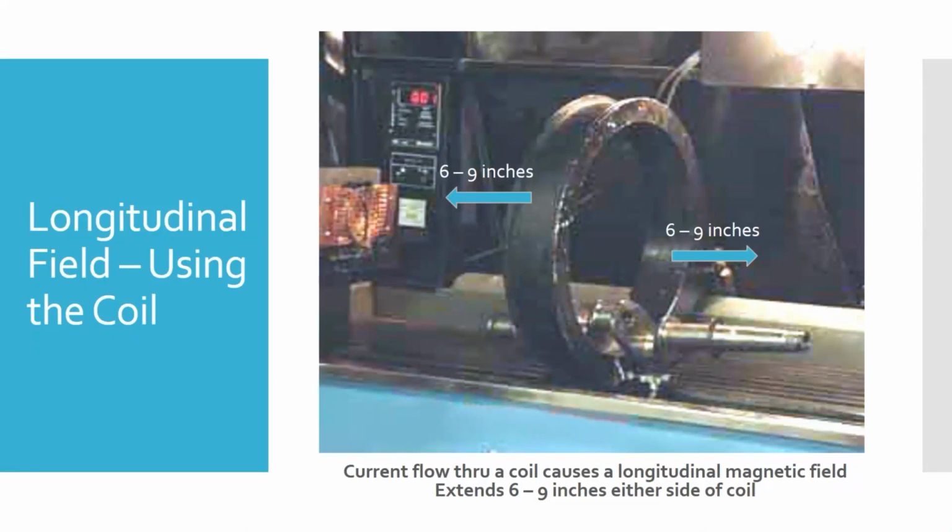So on a particularly large part, a longer part, you may have to set the coil, that coil's on rollers, you can move it left to right. You may have to put it closer to one end and do your magnetization and particle application, and then slide it or roll it over to the other end a little ways, and then do that again in order to magnetize the entire length of the part. Okay. So there they show a crankshaft would be an example of a part you might have to move it side to side. So that's a longitudinal field using the coil.